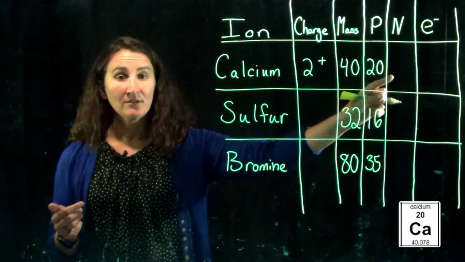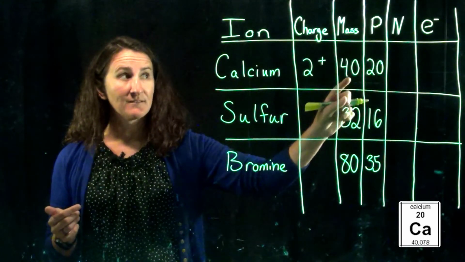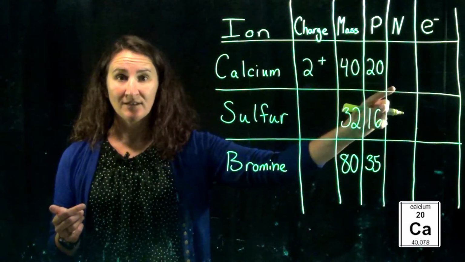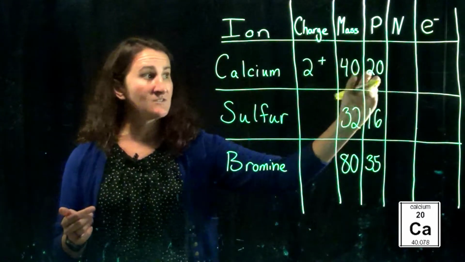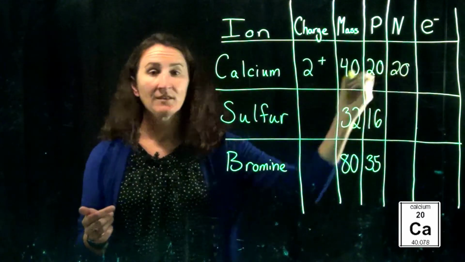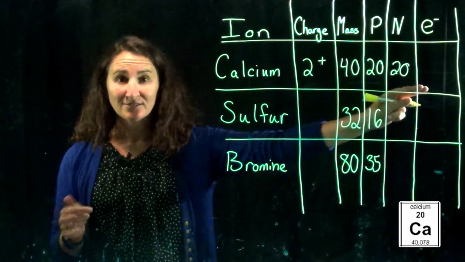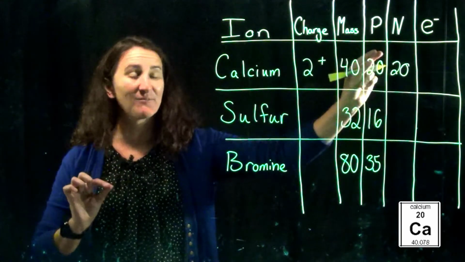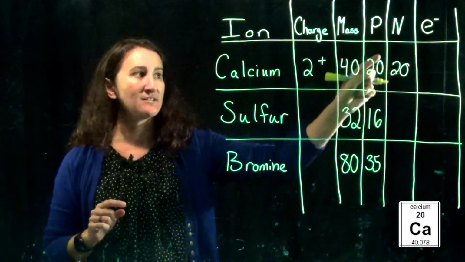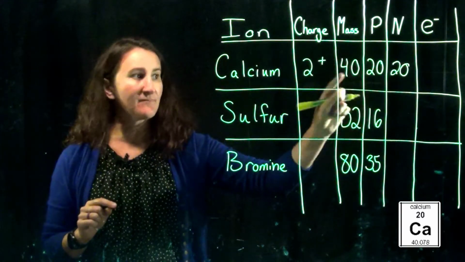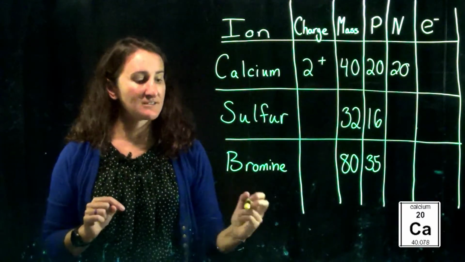So to find the number of neutrons, we take the mass minus protons to give us neutrons. So 40 minus 20 gives us 20. Now remember, the reason for that is electrons are so tiny that they pretty much weigh nothing, at least relative to our protons and our neutrons. All right, now what about our electrons?